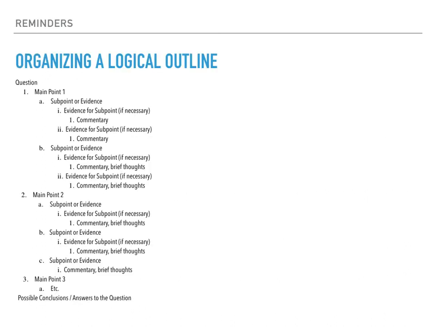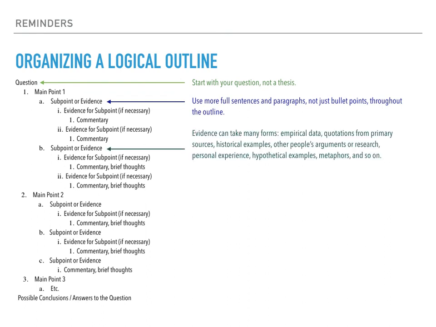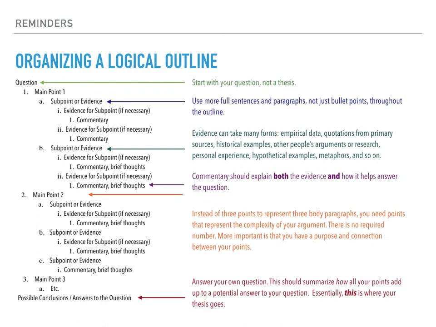So let's just recap. A logical outline is going to start with a question, not a thesis. It will be more in-depth than a traditional bulleted outline, using full sentences and paragraphs for the most part. It will use a variety of pieces of evidence and have commentary that explains each piece of evidence and connects it to other parts of the outline. It will already start to think about the reasoning behind the order of the points. And finally, it will answer the question clearly and directly in what will become a thesis statement.